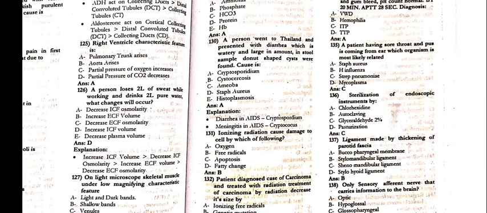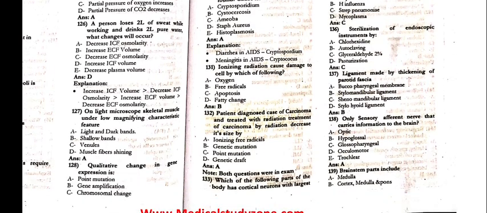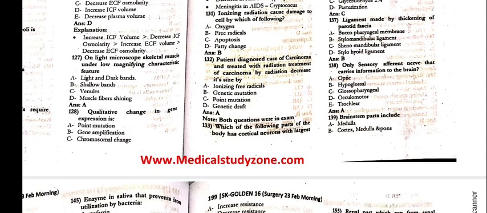In stool sample, donut shaped crystals are found, that is cryptosporidium. Next, 131, the ionizing radiation caused damage to the cells by which of the following? That is the free radicals. 132, the patient diagnosed case of carcinoma and treated with radiation treatment, the carcinoma decreases its size by ionizing free radicals.